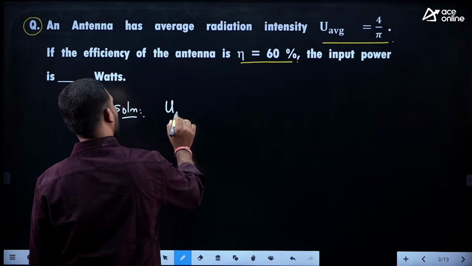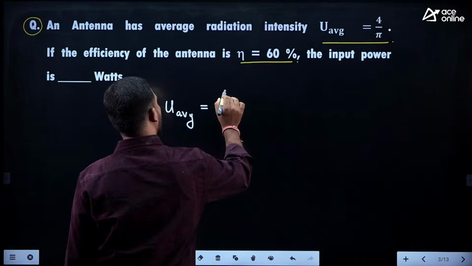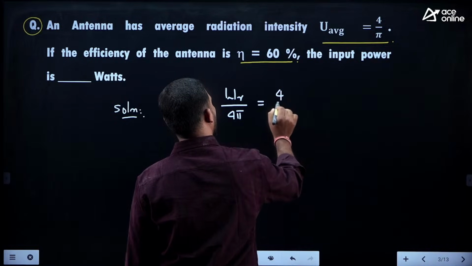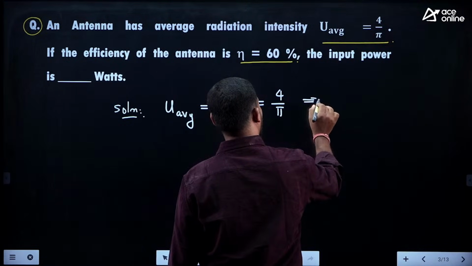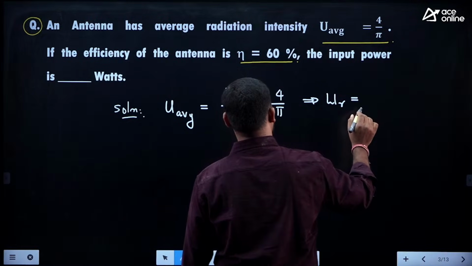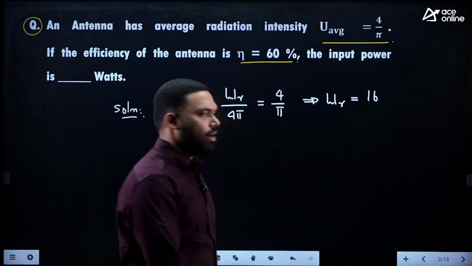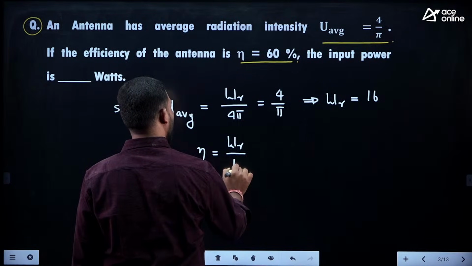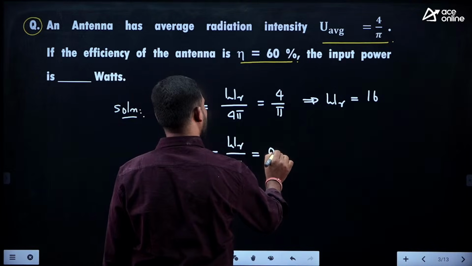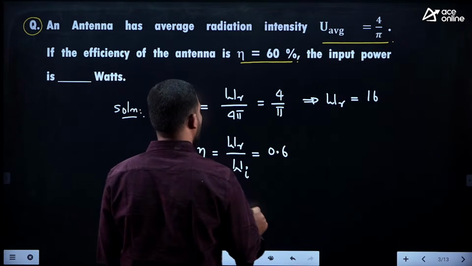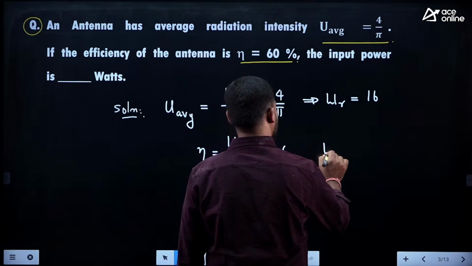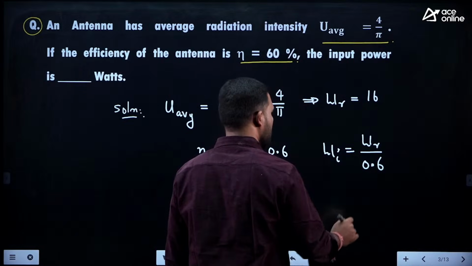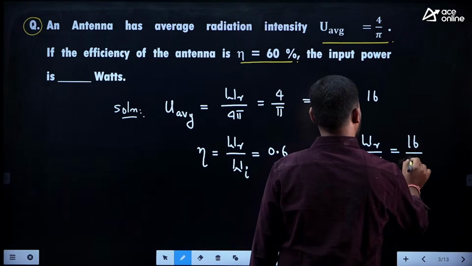What is the U average? The U average by definition is power radiated by 4 pi, which is equal to 4 by pi. So this implies the power radiated is equal to 16 watts. And what is this eta? By definition, it is the power radiated by the power which is supplied to the antenna, which is 0.6. He is asking us to find the input power, Wi. So Wi is equal to Wr divided by 0.6, which is 16 divided by 0.6.